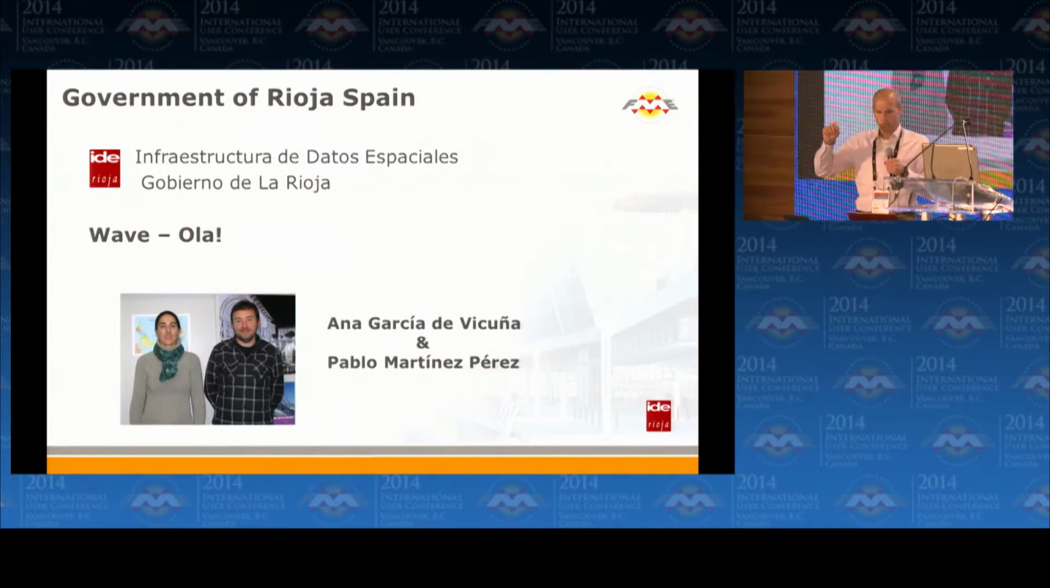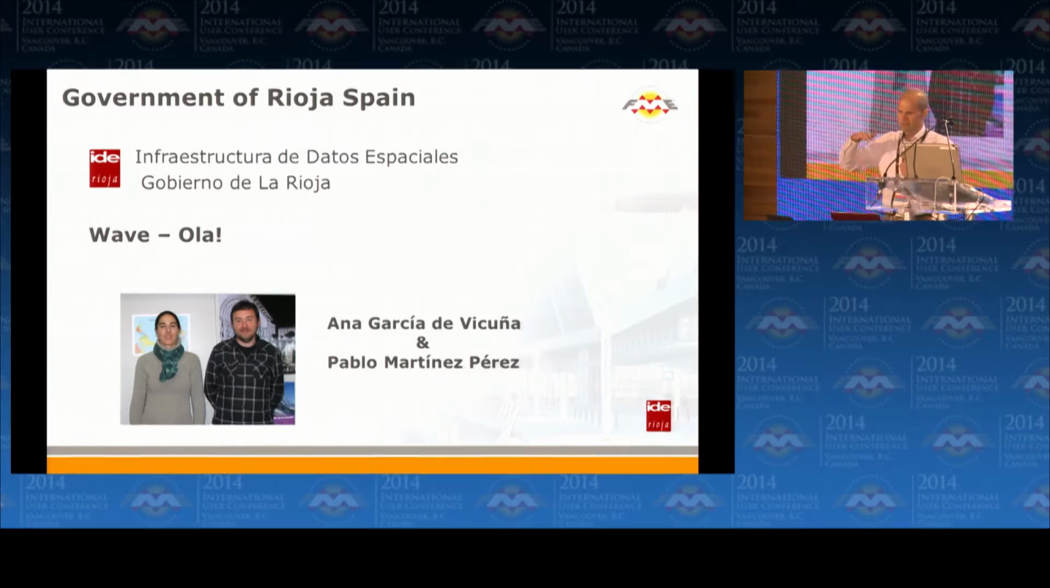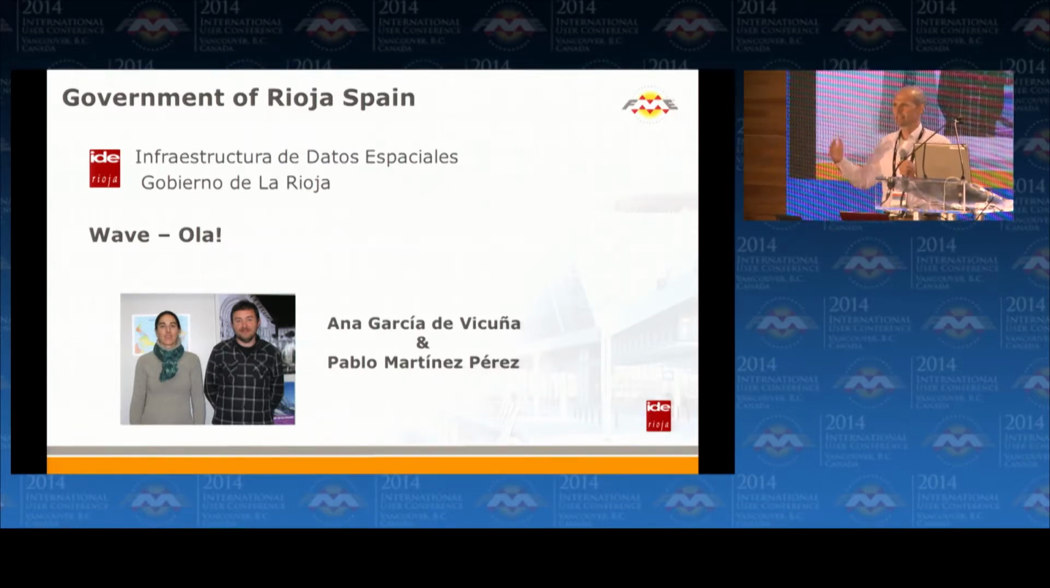There's a couple of folks that work for the Spatial Data Infrastructure Group in the state of La Rioja, Spain. This is Ana Garcia de Vicuña. Actually, her full name is even longer than that. And Pablo Martinez Perez. And these two contacted us at Safe Software, said they'd really like to come to the FME International User Conference, but things being as they are, they couldn't make it. So they asked if we could present this story for them. And we thought it was a fantastic story, so we're going to present it for them.